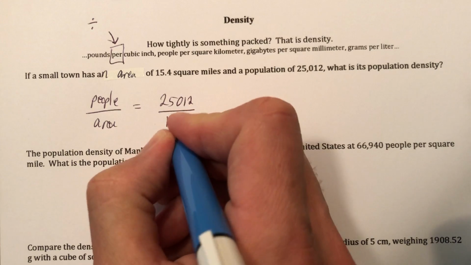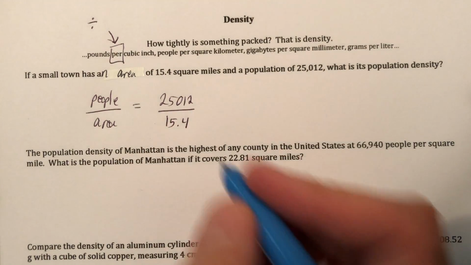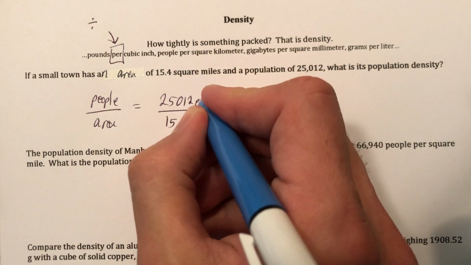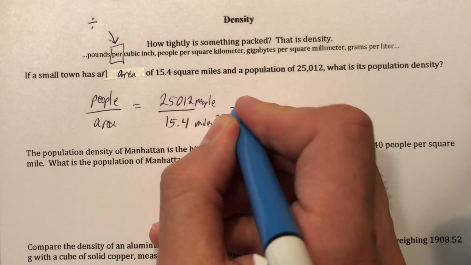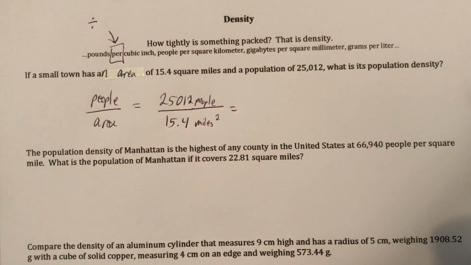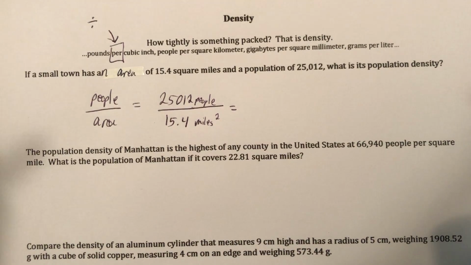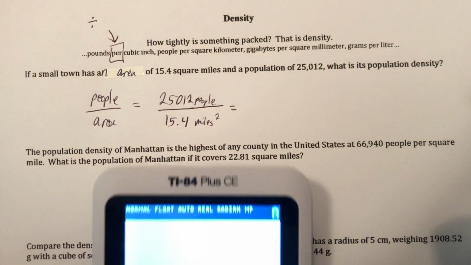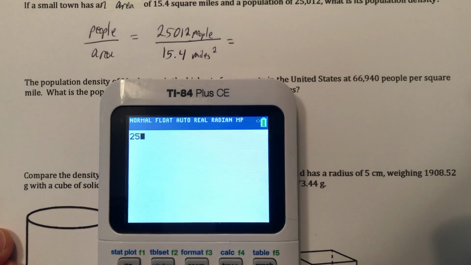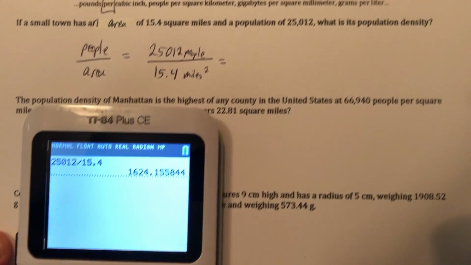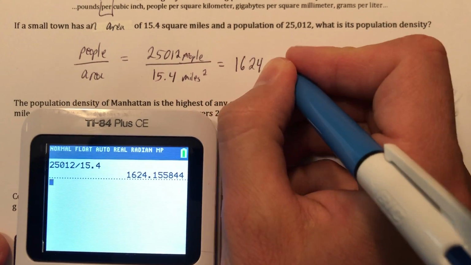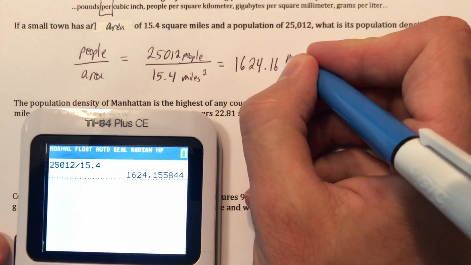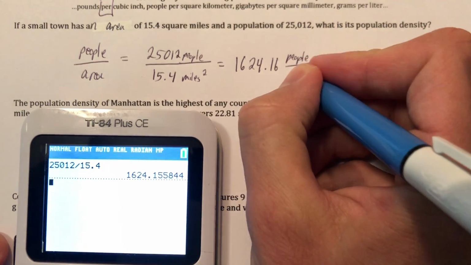So we have 25,012 people in 15.4 square miles. And I'm actually going to put people here, and then square miles here. And when I divide like this, then I'll be able to really see what my units are. So let's grab a calculator and we'll divide. And how far am I going to round? I don't know. So 1,624, let's do 2 decimal places, 0.16 people per square mile.